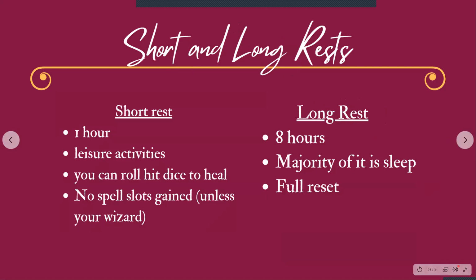So moving on to short and long rest. Short rests are downtimes that you can take whenever you want. A short rest is an hour of leisurely activities, maybe just relaxing by the fire, polishing an object, and so on. And you can roll your hit dice to heal. The level that you are is how many hit dice you have. Depending on what class you are is the value of that dice, because it could be a D8 or a D10 or a D12 or a D6 if you're a sorcerer or something.